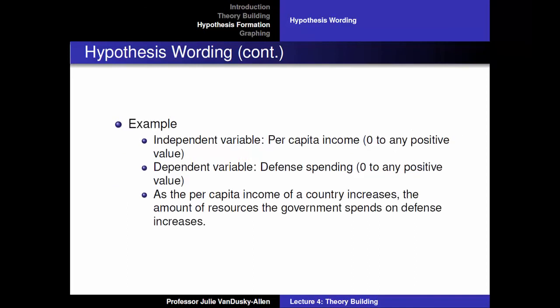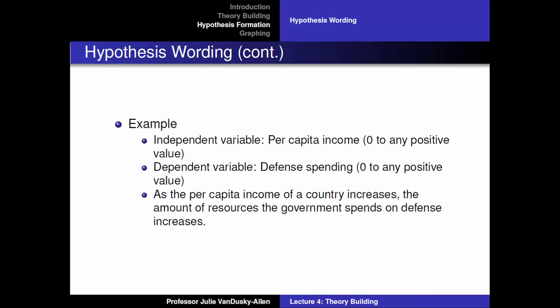In this example, both defense spending and per capita income are continuous variables as they can take on any value between 0 and a positive number. Using this template, you could write the following hypothesis. As the per capita income of a country increases, the amount of resources the government spends on defense increases.